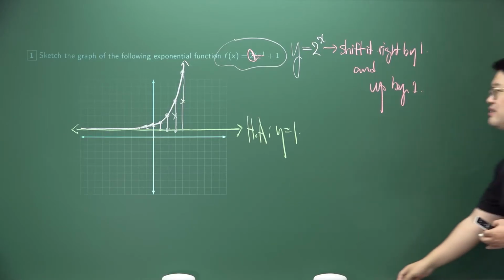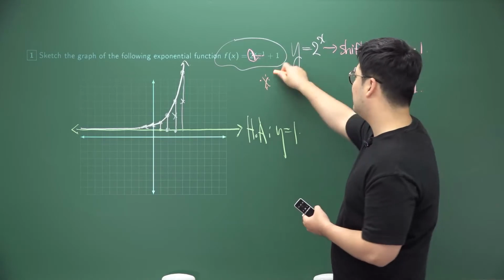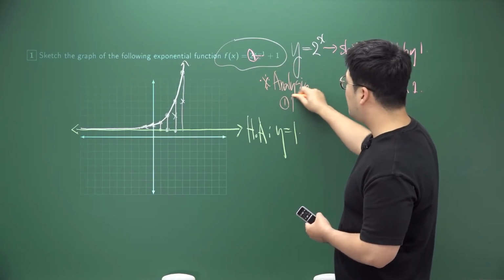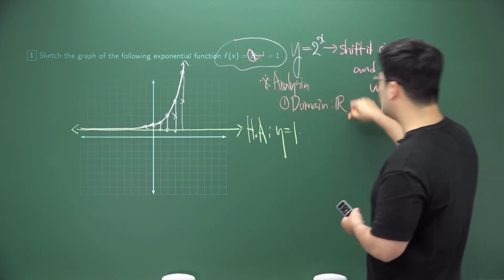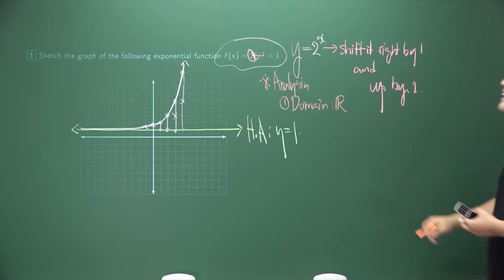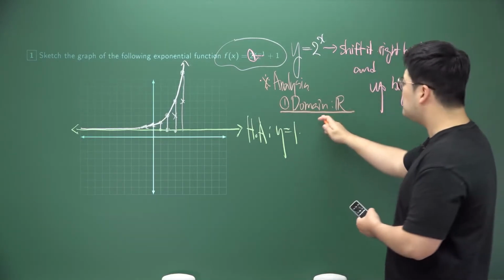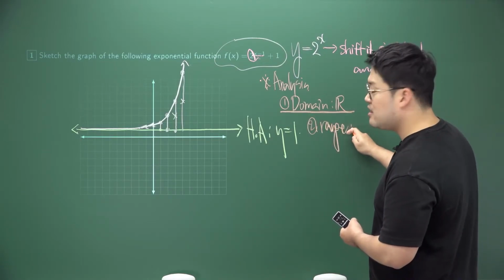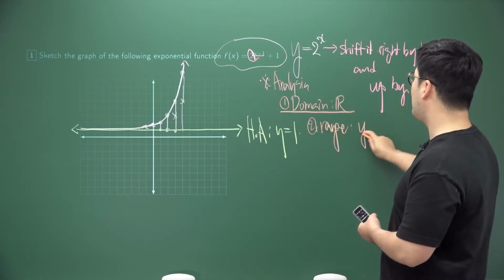Can we analyze this graph? Of course we can analyze this graph. What is a basic analysis of this graph? Number 1, we have a domain. The domain is going to be the set of all real numbers. Who cares about the domain for an exponential function? It takes in everything, right? But the range is going to be a little bit different. The range is going to be something that is above y equals 1.